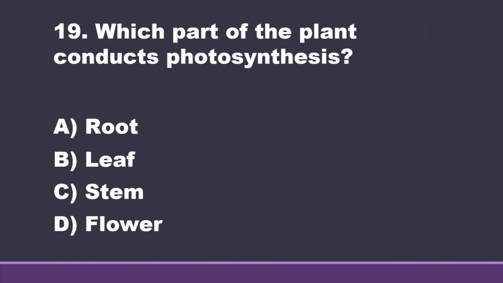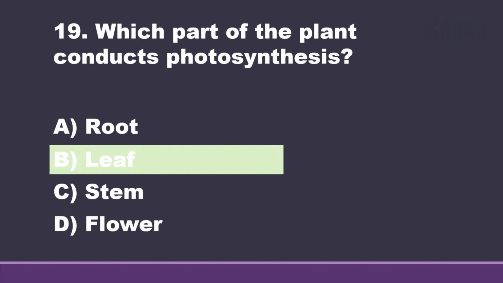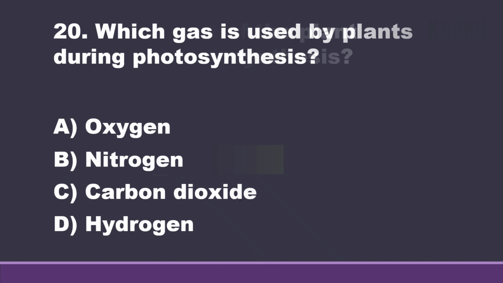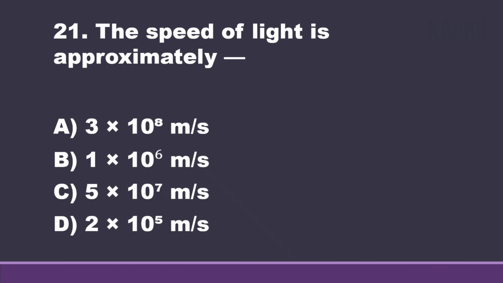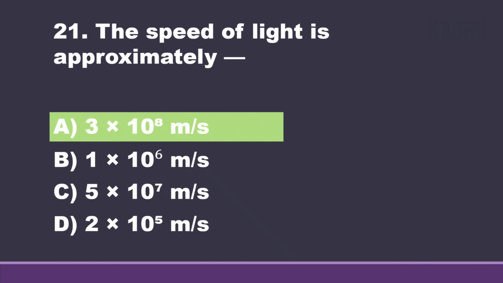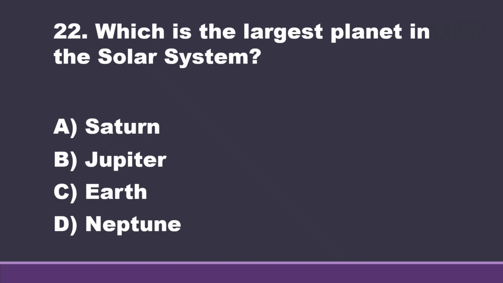Which part of plants conducts photosynthesis? So for this question, option B will be the correct answer. Leaf. Leaf conducts photosynthesis. Which gas is used by plants during photosynthesis? So option C will be the correct answer. Carbon dioxide gas is used during photosynthesis. The speed of light is approximately, option A will be the correct answer. 3 into 10 to the power 8 meter per second.